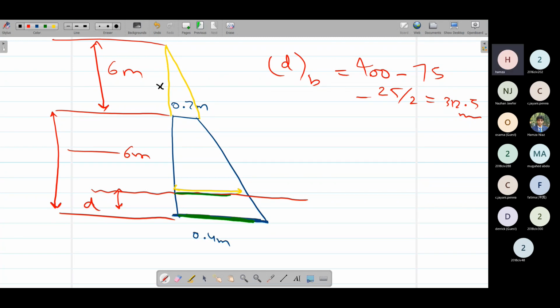Or you can also do this by similar triangles. For example, x over 0.2, base over height, is equal to the whole larger triangle, whose base is x plus 6 over 0.4. So if we evaluate this x value, it would again be 6.